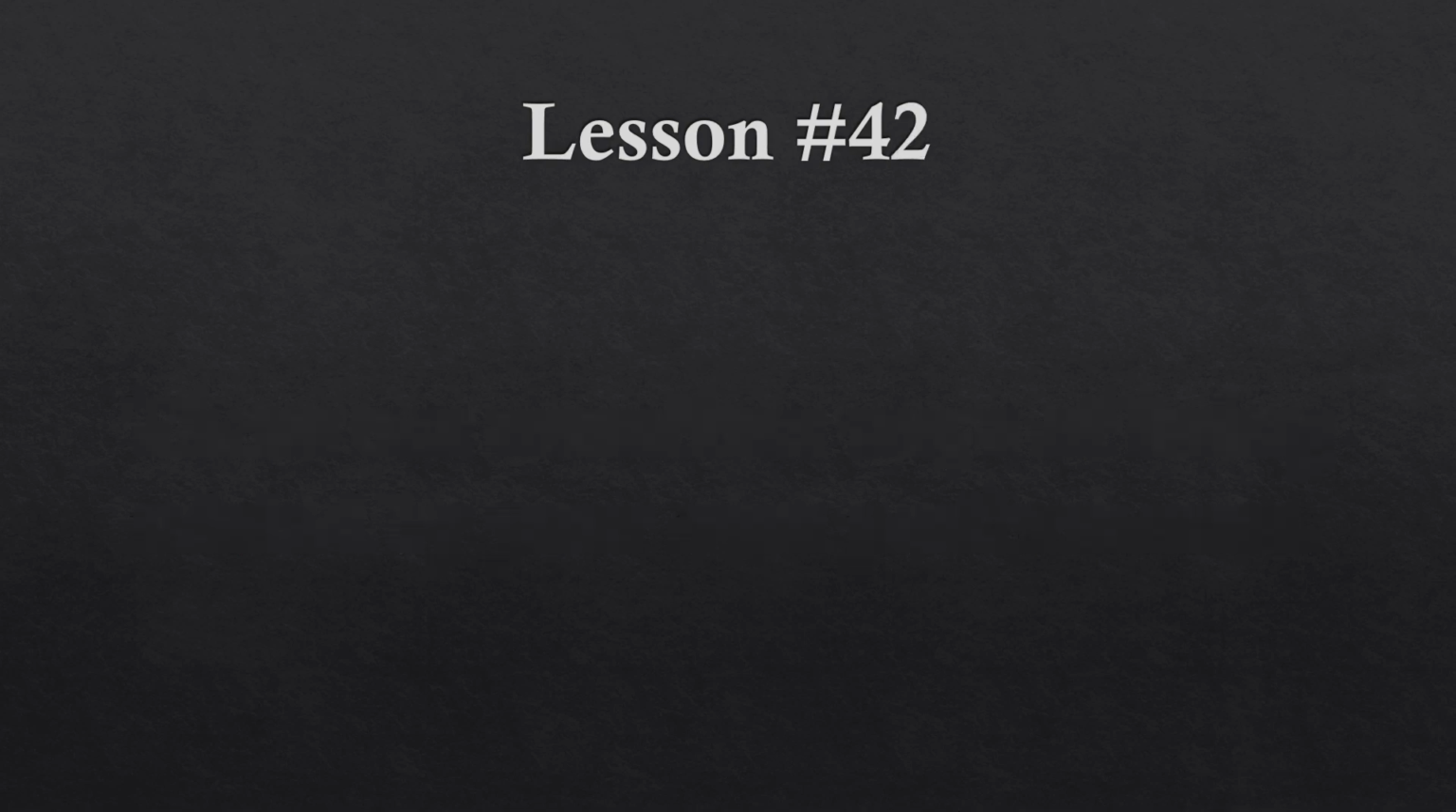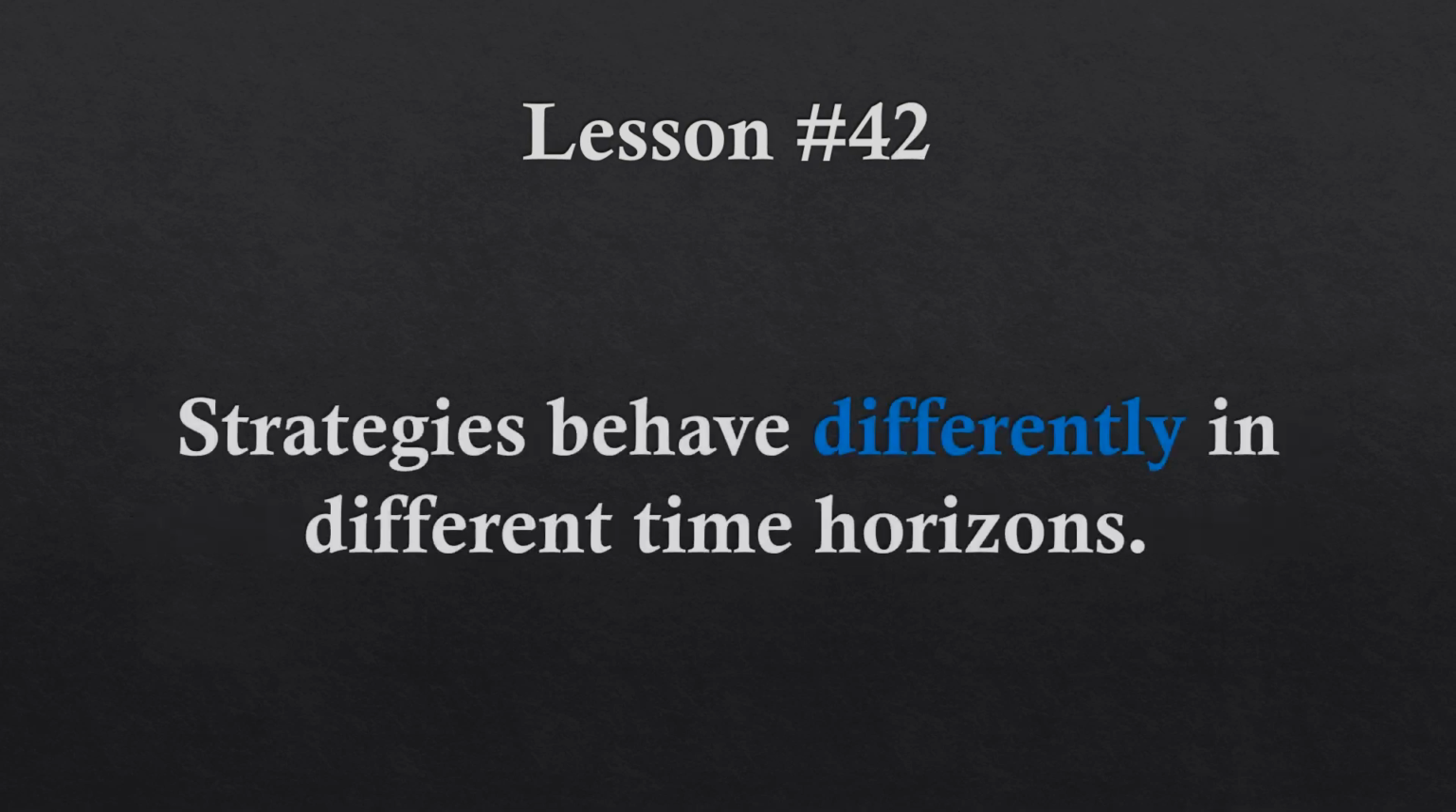Lesson number 42. Strategies behave differently in different time horizons. One intuition that is not obvious at all is that trading strategies produce different results depending on which time horizon you analyze them. For example, a strategy might appear to be extremely profitable in the short term and fail completely in the long term. The opposite is also true. A strategy can seem to be bad in the short term and produce consistently profitable results over the long run.